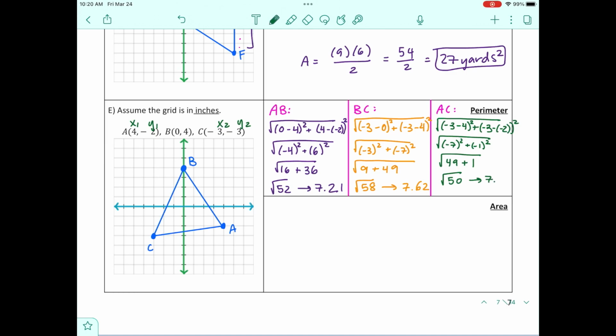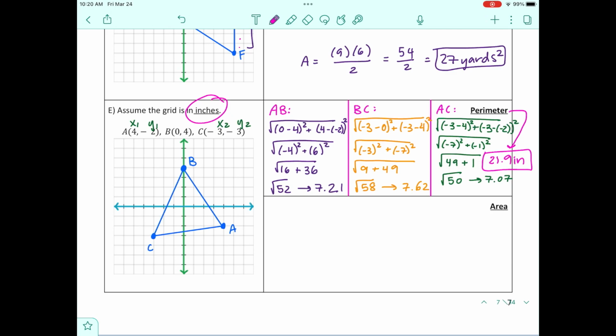7.07. Now, of course, the perimeter is the sum of all of these. So that's what I'm going to do very last, and then I can label it. So 7.21 plus 7.62 plus 7.07. I get 21.9, and our original grid was in inches. So that is going to be my answer.